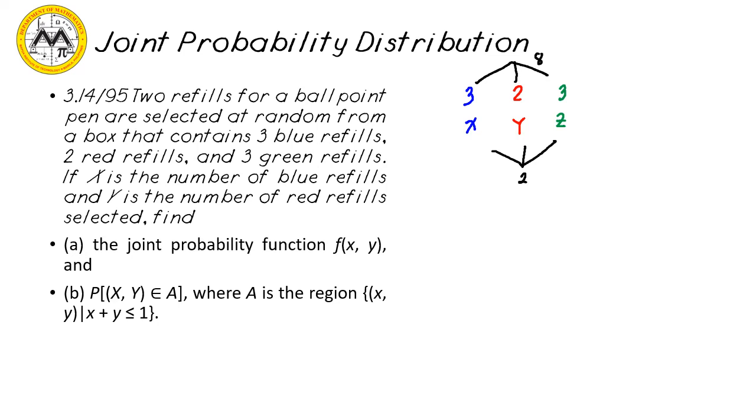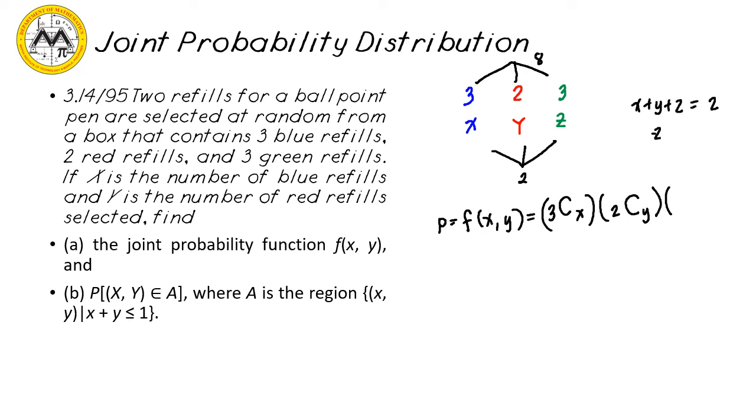So the probability f of x y is equal to 3 combination x times 2 combination y times 3 combination z. But we know that the maximum is 2. So what we're going to do is to have x plus y plus z equal to 2. So z must be equal to 2 minus x minus y. So that would be 3 combination 2 minus x minus y, all over 8 combination 2. So this is our joint probability distribution.